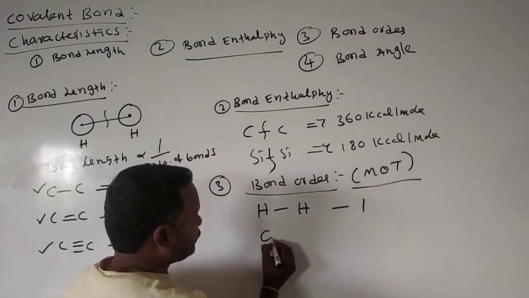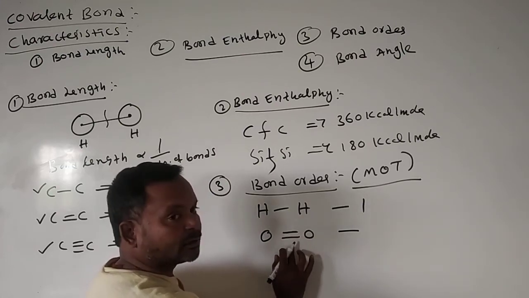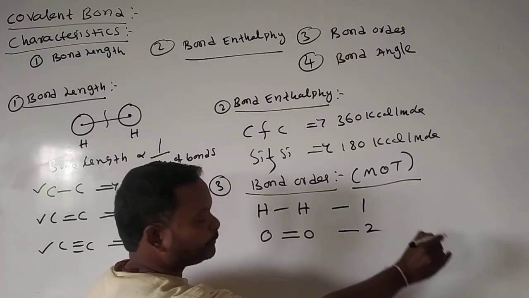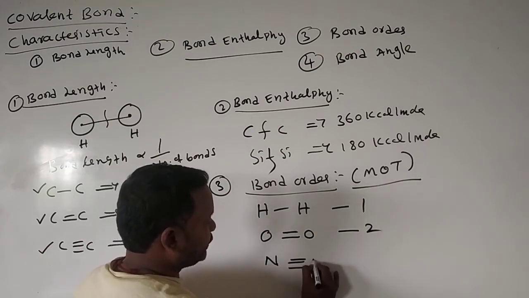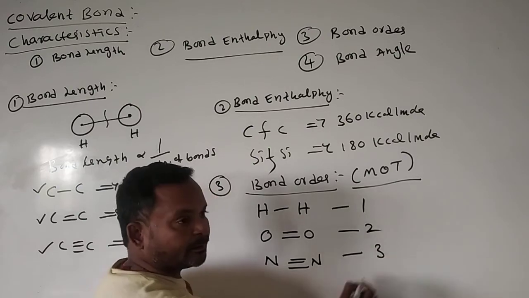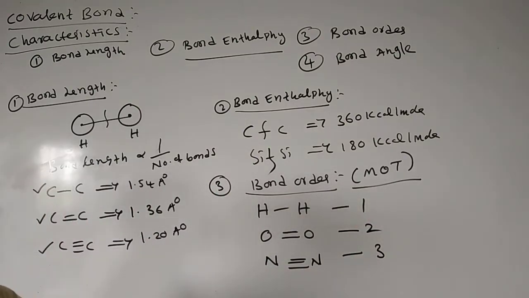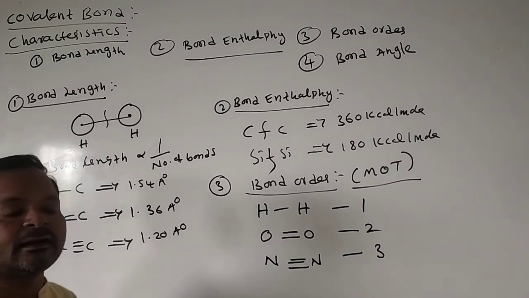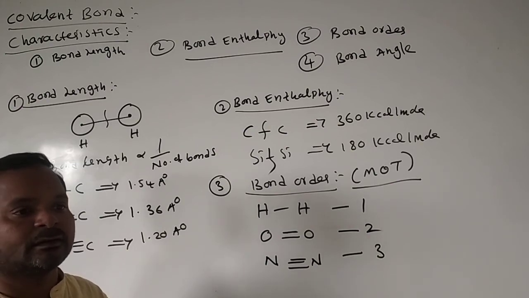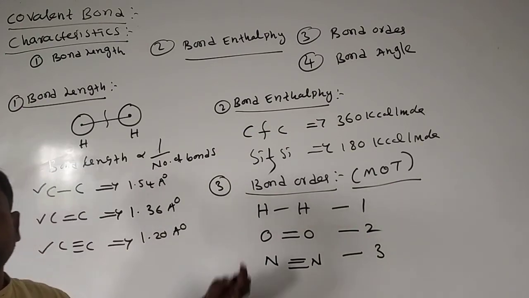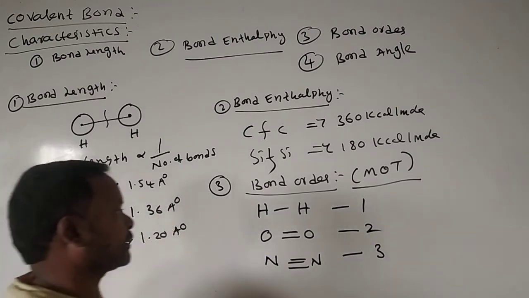Between two oxygen atoms, we have two bonds, so bond order is 2. Between two nitrogen atoms, three bonds are present, so bond order is 3. Based on the bond order, we can estimate the number of bonds present between the two atoms. This is what we call bond order.